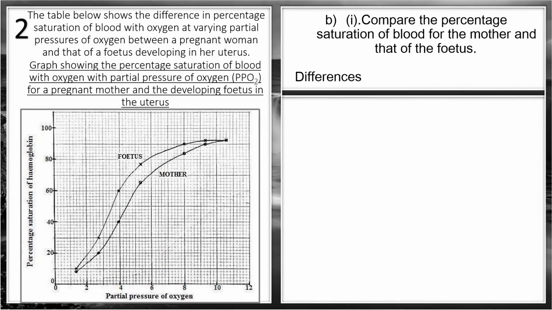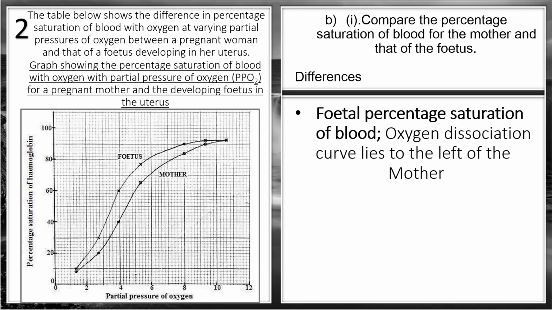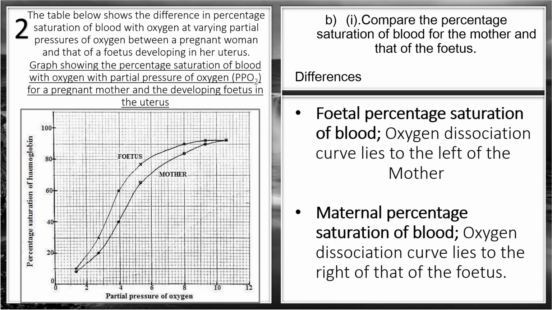Now let us look at the differences. The fetal oxygen dissociation curve lies on the left of the mother's. So for the baby, you can see the curve is lying on the left side of the mother. And then the maternal oxygen dissociation curve lies on the right of the fetus. So for the mother, it is lying on the right side of the fetus.